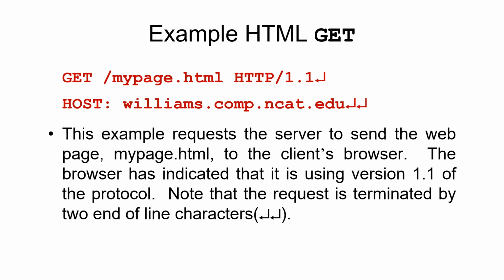Here's an example. If you want to get mypage.html from the server williams.comp.ncat.edu, the request will be GET, space, and then the file name, slash mypage.html, and then if we're using HTTP 1.1, that's followed by the next line, which will say Host, indicating what the host is. You need to have the host as a required field because sometimes a single web server is actually running multiple websites. So you might have a commercial web server that's serving many sites, and it needs to know which site you wanted to see this time. This is followed by a blank line, which means 2 end-of-line characters.